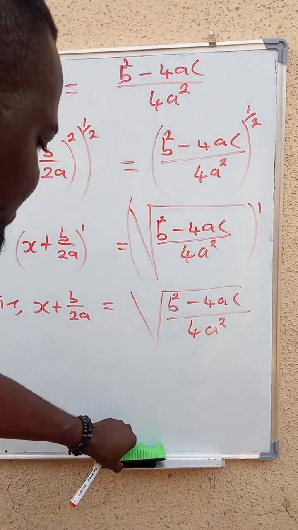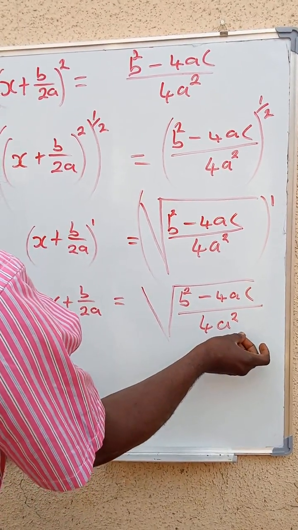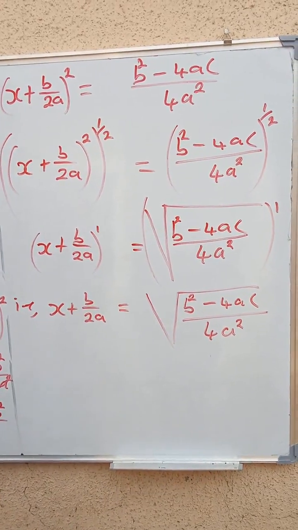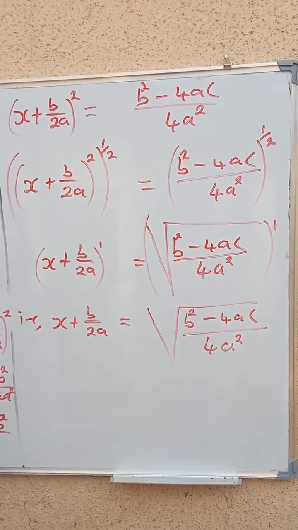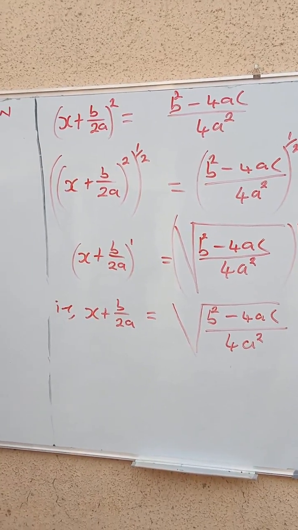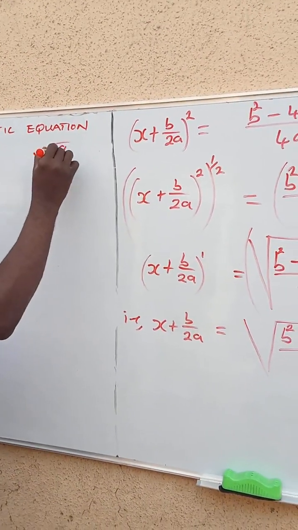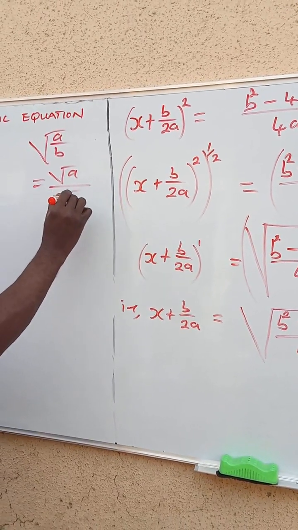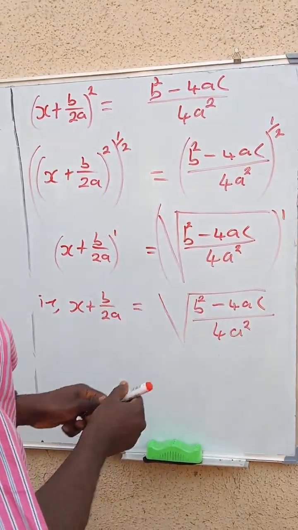Now look at this very thing here. I know the square root of 4, and I know the square root of a squared, so the square root of 4a squared is 2a. But I don't know the root of b squared minus 4ac. And here we use what we call surds. You must have done surds before. In surds, if I have a root like this, I can take it for both of them. If I have root of a over b, it is the same thing as root a over root b. So that's what I'll do here.